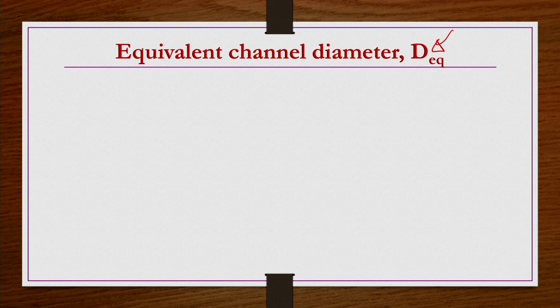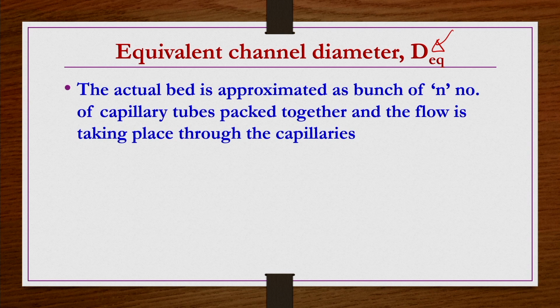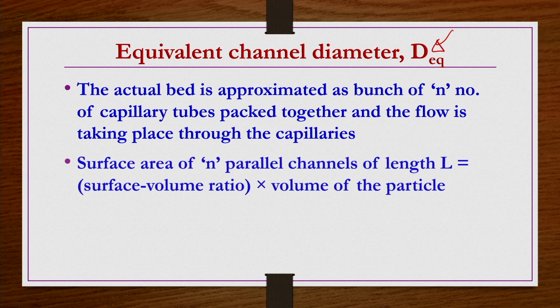So, the diameter is D equivalent. This D equivalent we are going to find out as a function of epsilon or the size of the packing material, etc. So, the actual bed is approximated as a bunch of n number of capillary tubes packed together, and the flow is taking place through the capillaries. So, that is what we assumed, as I explained before.